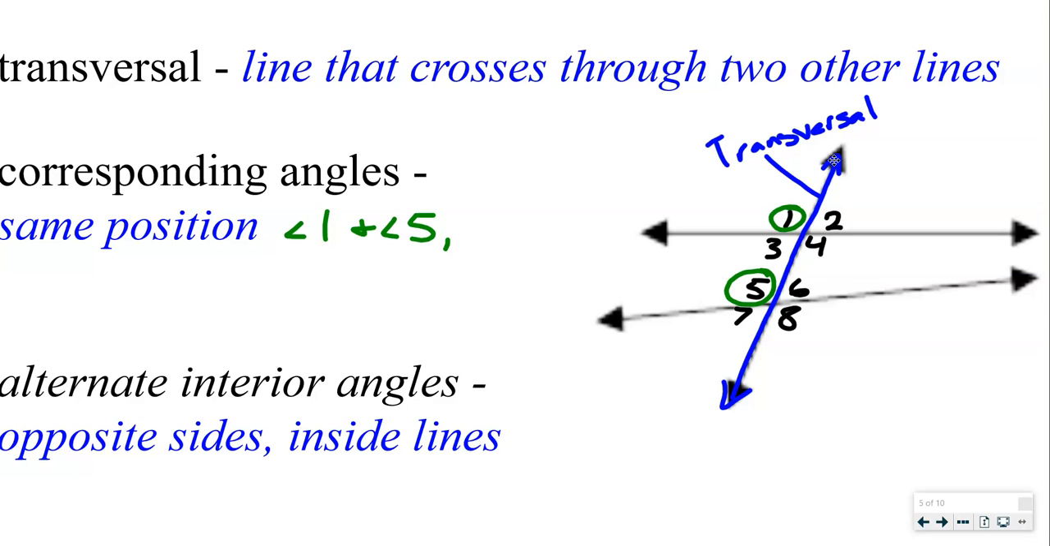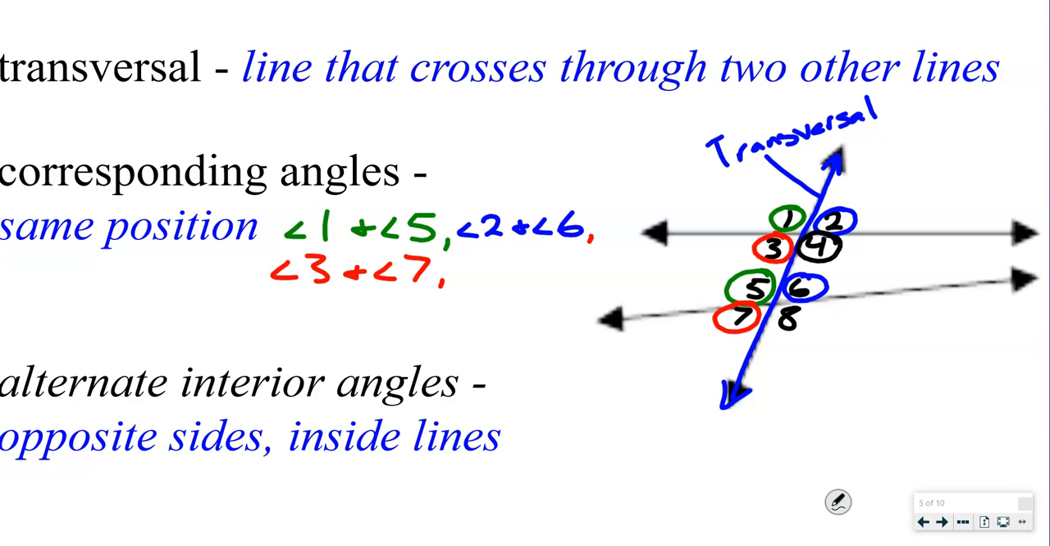Other ones, we'd have 2 and 6. Angle 2 and angle 6. And notice they always come in pairs. Angle 3 and angle 7, and angle 4 and angle 8. Those are your corresponding angles, and they come in pairs.